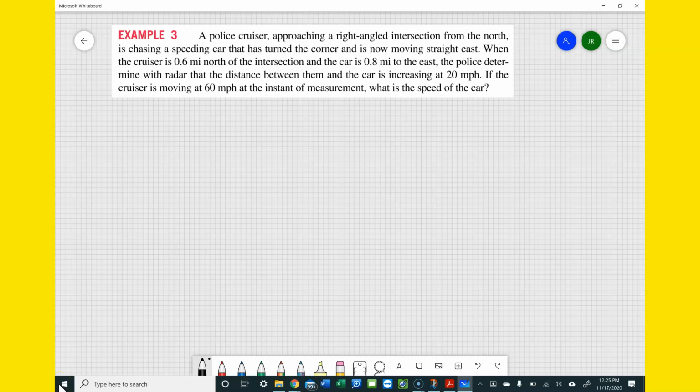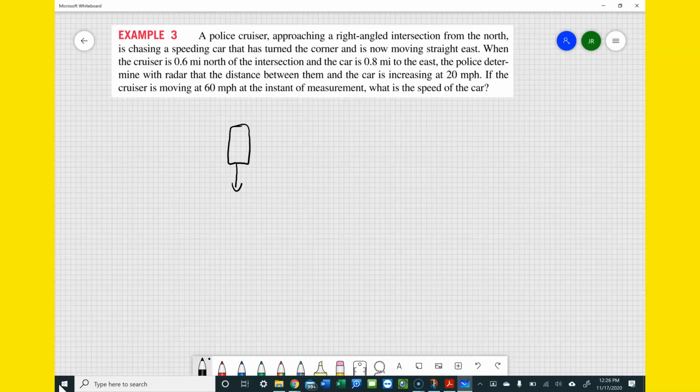All right, example 3. A police cruiser approaching a right-angled intersection from the north is chasing a speeding car that has turned the corner and is now moving straight east. So a police cruiser is coming from the north, and the car that is being chased is moving east. If I'm drawing a picture, I'll draw the one car as a little rectangle, approaching from the north, so it's going south.